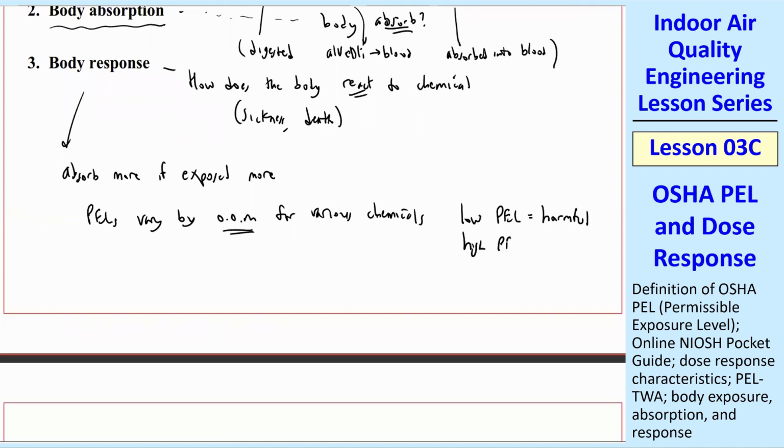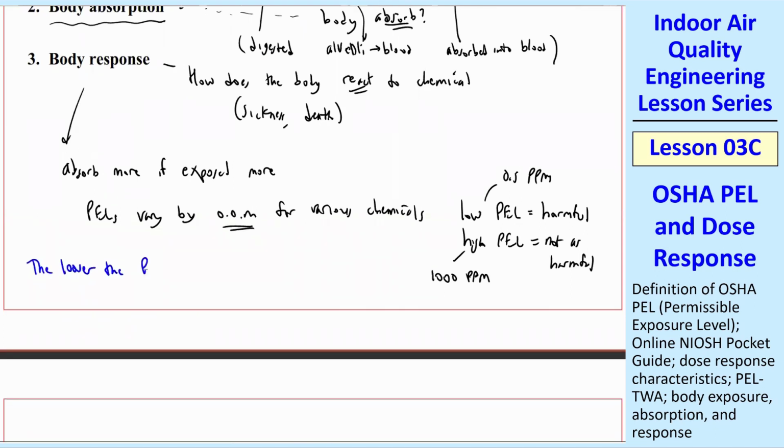And a high PEL, some PELs you look up, this might be 0.5 ppm. What we call high might be as high as 1,000 ppm or more. High PEL means it's not as harmful. So what OSHA is saying is that you could be exposed to some chemical that has a high ppm like that and not really be harmed by it. So one thing to remember is the lower the PEL, the more toxic the chemical. So a lower PEL means a more harmful chemical.